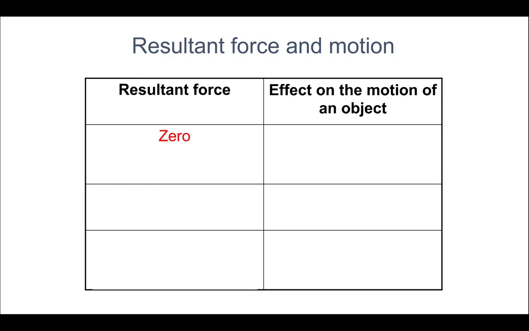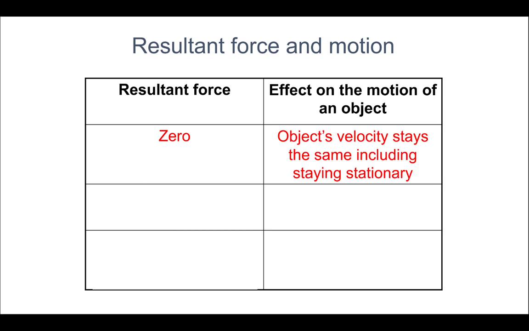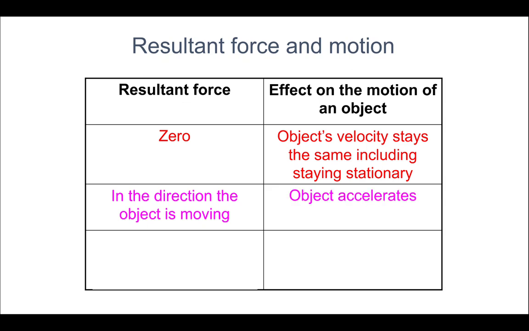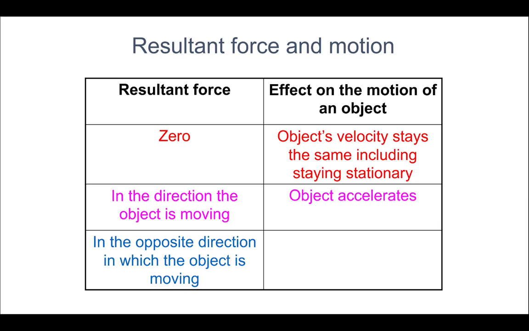So let's consolidate. If you've got 0 resultant force, the effect on the motion of an object is that the object's velocity stays the same, including staying stationary. If the resultant force is in the direction the object is moving, then the object will accelerate. And finally, if the resultant force is in the opposite direction to which the object is moving, then the object will decelerate. If you want to pause and get that down, that's okay. Let's move on.